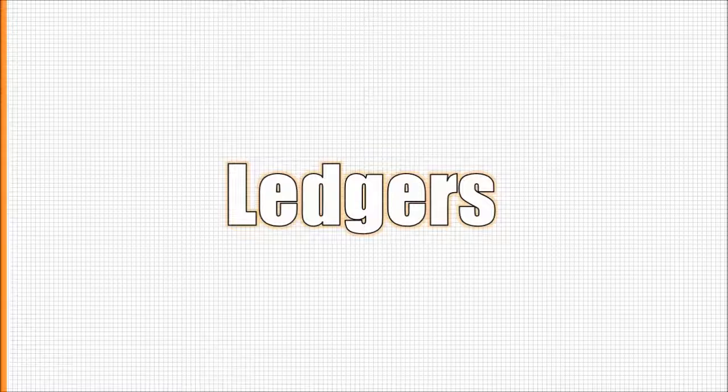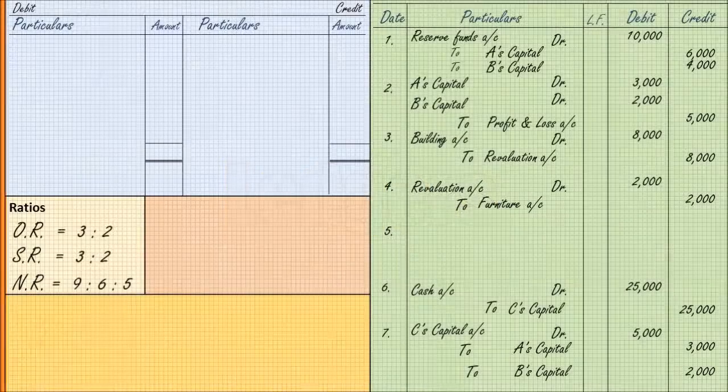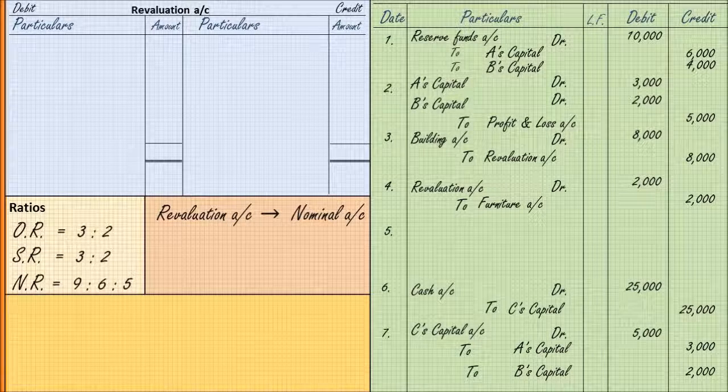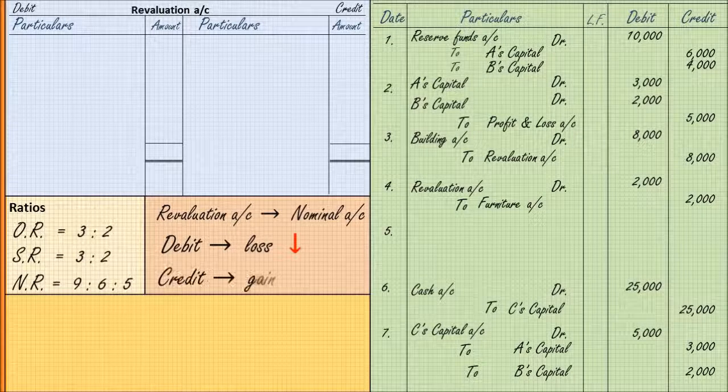Now we'll start ledgers. First of all, we have to prepare the revaluation account. You know it well, a revaluation account is a nominal account. Whenever we debit a revaluation account, it means we are creating loss, and whenever we credit the revaluation account, it means we place an amount on the credit side, so we are creating gain in the firm.